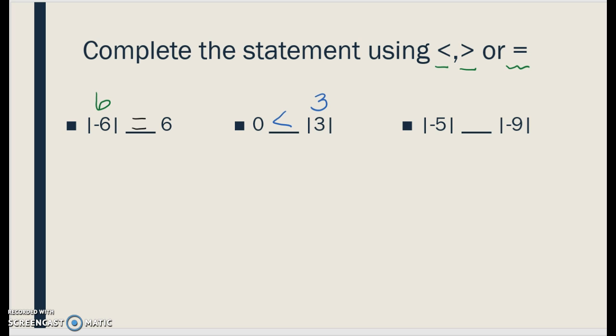So here I'm going to solve both of those first and then compare our values. So the absolute value of -5 is 5. The absolute value of -9 is 9. And if we're looking at those two values, 9 is larger. So we would put 5 is less than 9. So when you do these problems, solve the absolute value bars first, and then compare the two values.